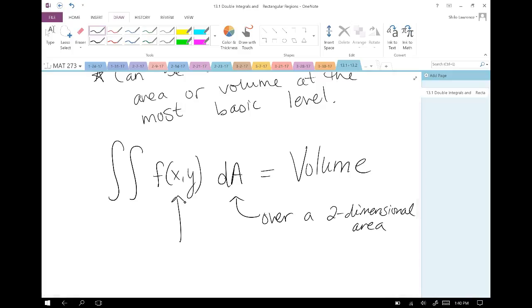F of xy, some function of xy, that's another way of saying z equals f of xy. So this is a height function. So we're seeing how high a surface goes over a particular two-dimensional area in the XY plane. So we've got three dimensions here. So this calculation is going to give back a volume.